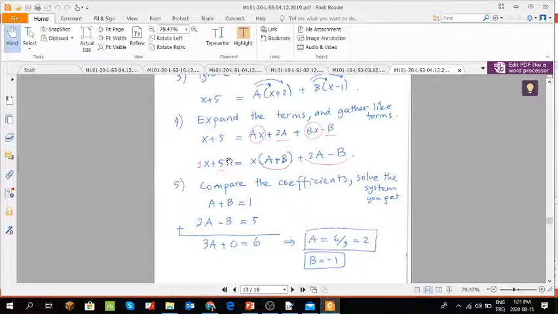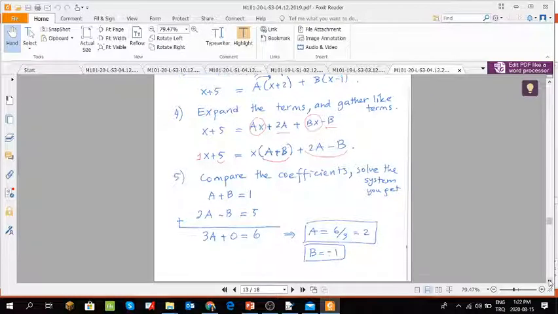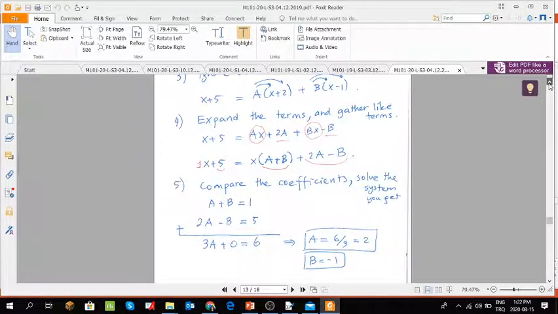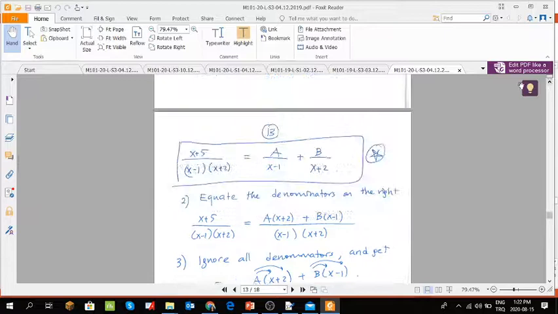And what's the constant term here? It is 5. What's the constant term here? 2A minus B. This is 5. So I got a system of equations here. Then I solve the system of equations and find a solution. I add them up. These are going to cancel. I have 3A is equal to 6, A is equal to 2. Once A is equal to 2, B is equal to negative 1. So I got A and B, and I go back up here and put A and B here.